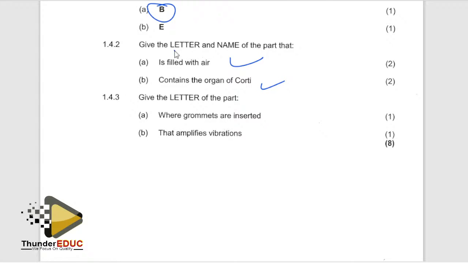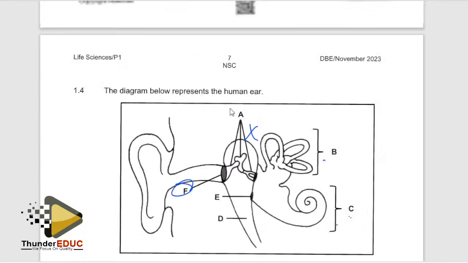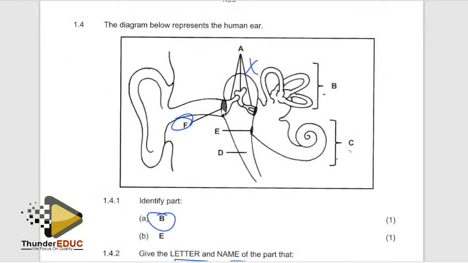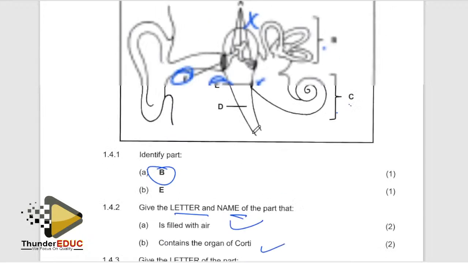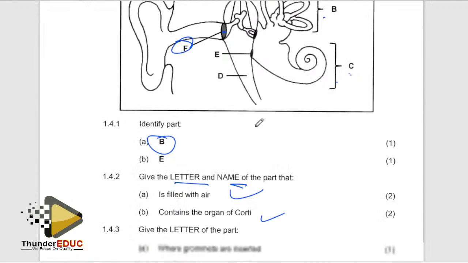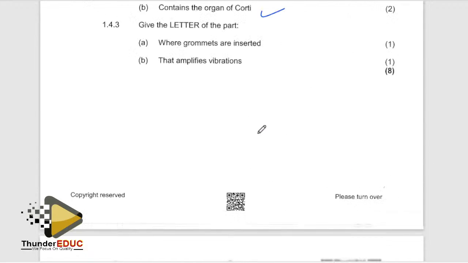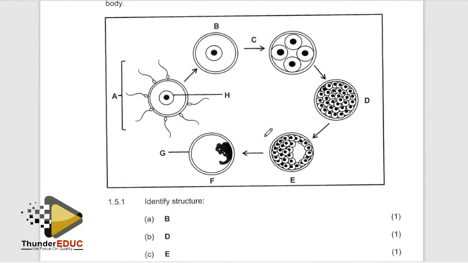Remember, they said letter and the name. If you got the letter correct and not the name, we shall give you the letter. You understand? You got the name correct and not the letter, I don't know about it, but you might also give. Okay, give the letter of the part where grommets are inserted. I showed you yesterday. They are inserted in the tympanic membrane, which is F. They just want the letter. Amplify vibration, it is A, which is the ossicles.